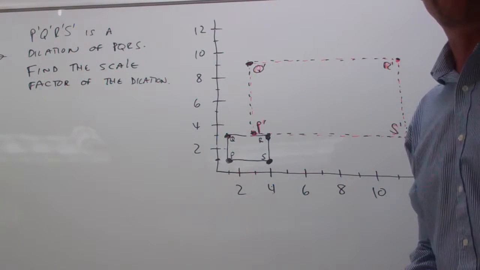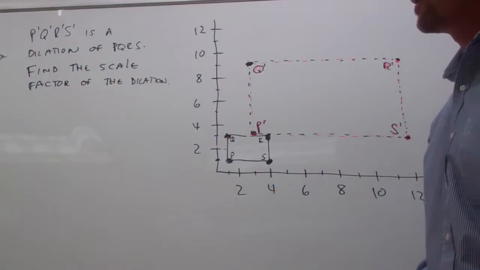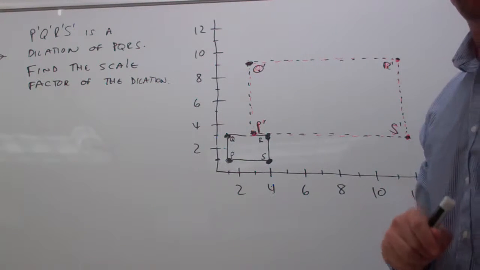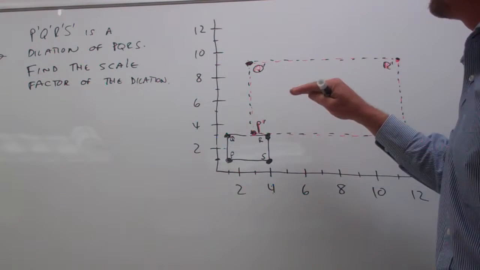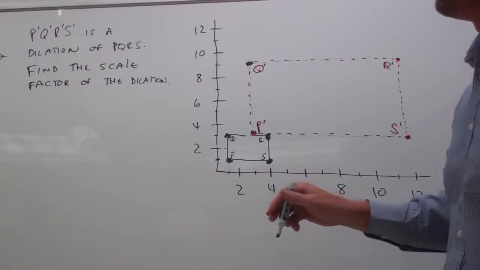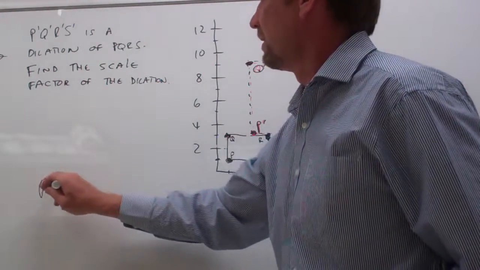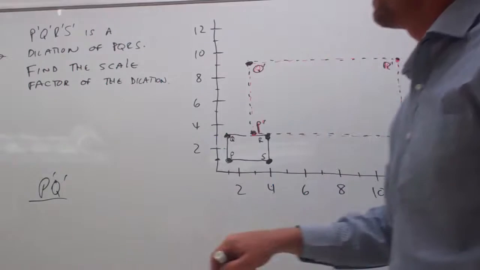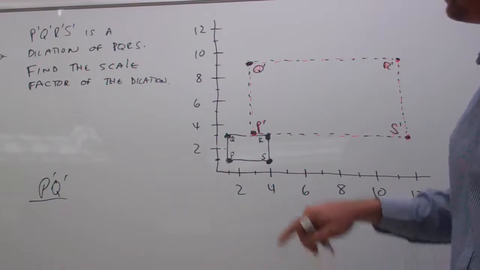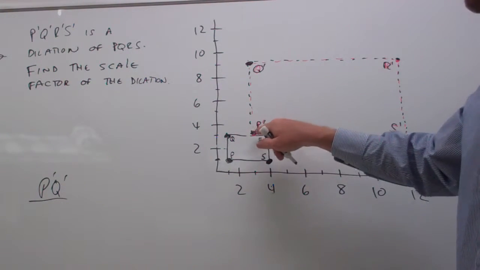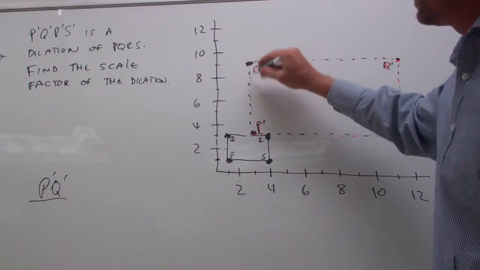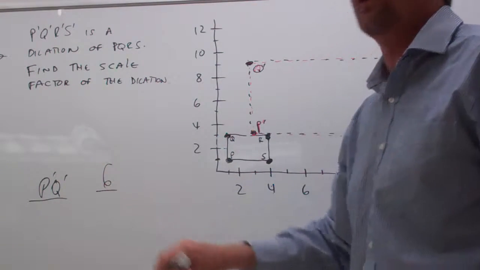If we're looking for the scale factor, the trick is that scale factor is always a ratio of the image to the original. And it's very important that you get that right. It's always the image to the original. So if we were to make a ratio and take a look at the corresponding sides, if we measure the length of this line segment from P prime to Q prime, we're going from a y coordinate of 3 to a y coordinate of 9. So we can say that this line is 6 units long.